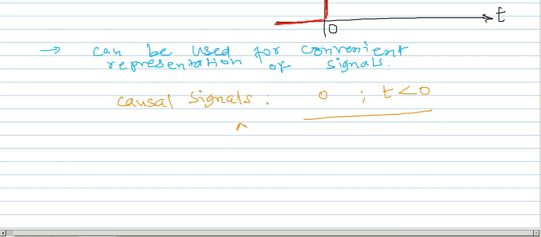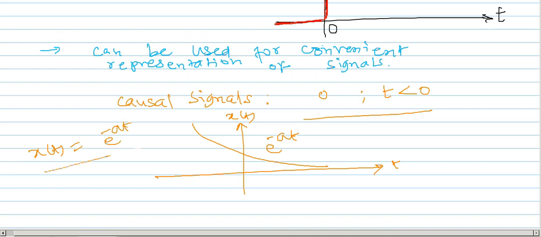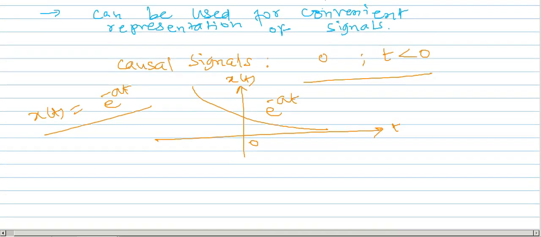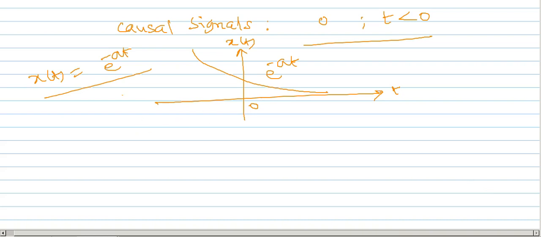So for example, an exponential signal e to the power minus at is an everlasting signal. This is an everlasting exponential. It starts from t equal to minus infinity and continues up to t equal to plus infinity. So if we want to retain only its causal part, meaning only after t equal to 0, we can just multiply this signal by a unit step signal.